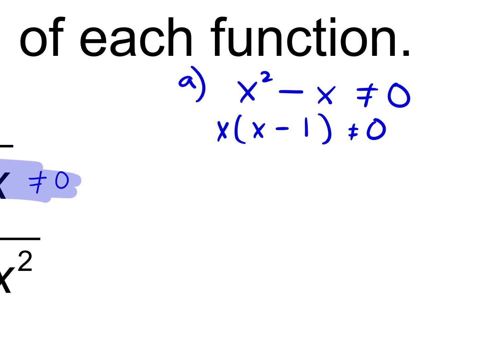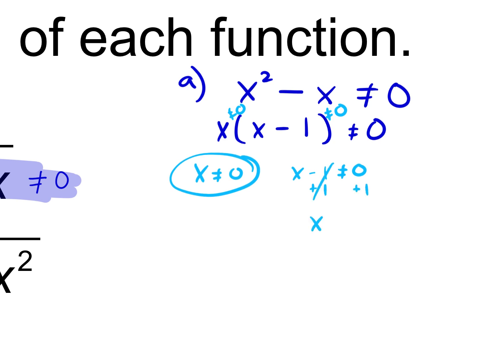So how do I find the values of x where it does not equal 0? What do I do next? Distribute? No. Set each one not equal to 0. So same way we would do when solving. Instead of equal 0, does not equal 0. So x doesn't equal 0 and x minus 1 does not equal 0. So one of our values is going to be 0. The other one, I'm going to add 1 to both sides. So x does not equal 1. So these would be our two values.